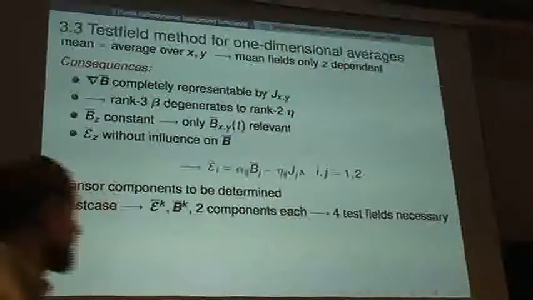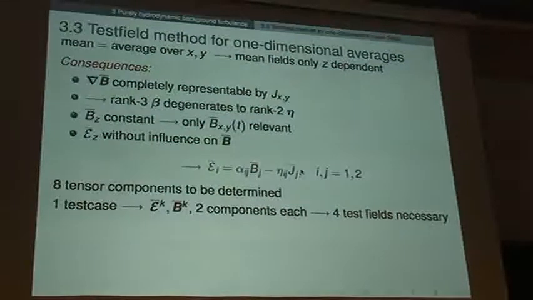That is, in total, we have 8 tensor components, 4 here and 4 here. And one test case, that means one test field, yields one electromotive force. Each of these vectors has 2 components, so with one test case we get 2 unknowns, and in total we need 4 test fields.